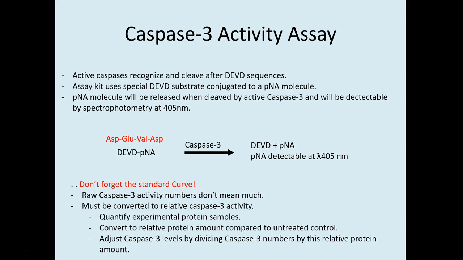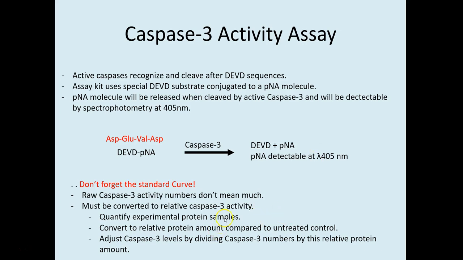Since we are not starting off with the same number of cells or the same amount of protein, the raw numbers we get from the spectrophotometric analysis are not going to mean anything. Since in some cases I gave it 100 molecules, the other cases I only gave it 10. So we have to relate them and create a relative caspase activity once we have these numbers prepared.